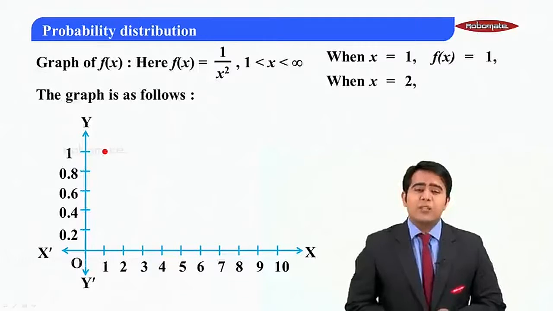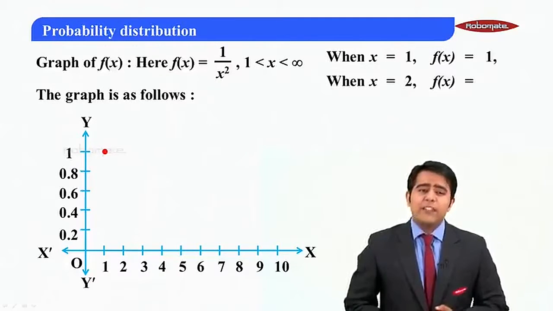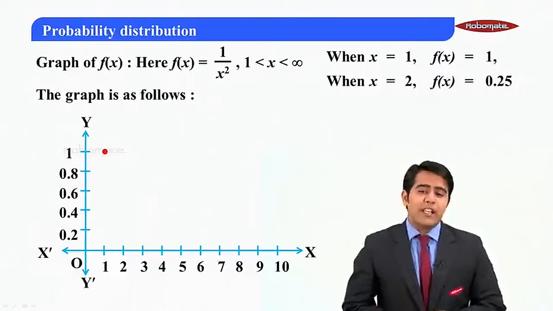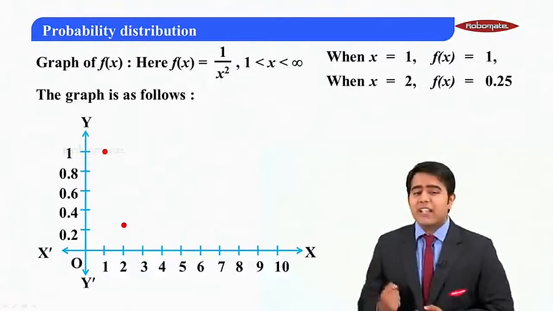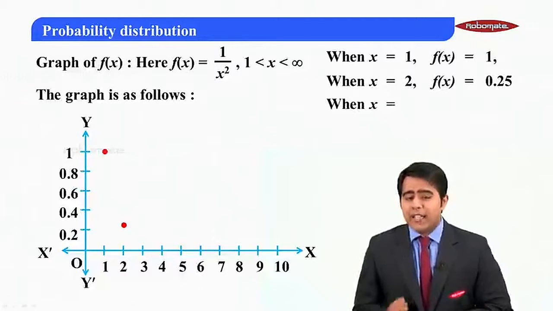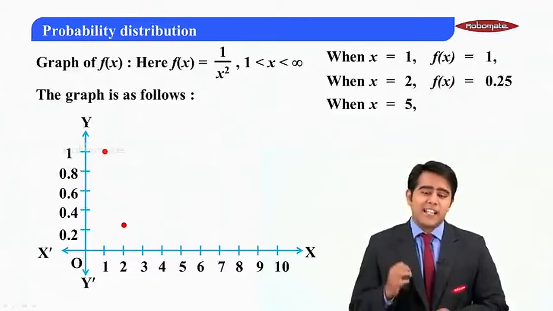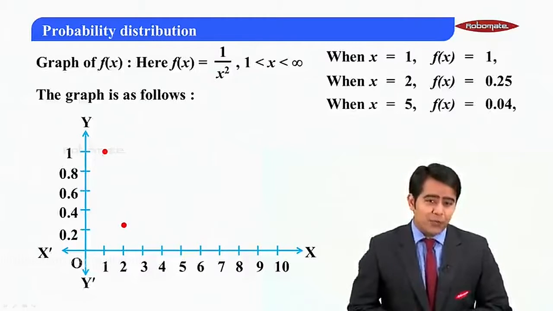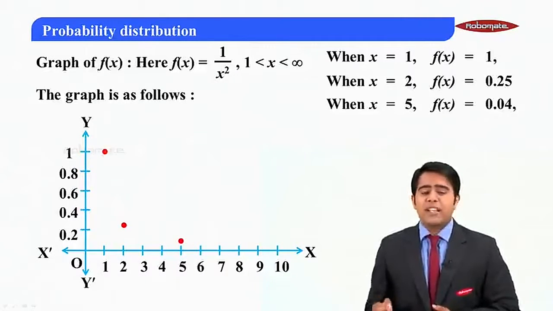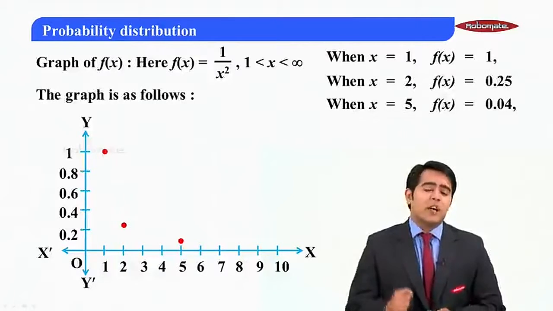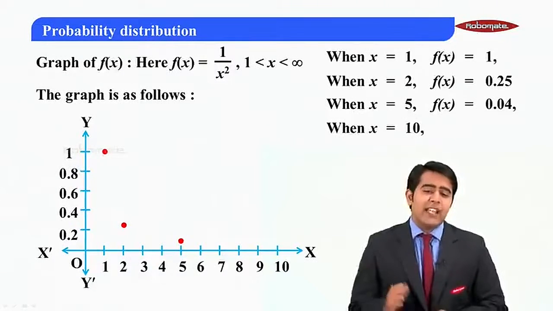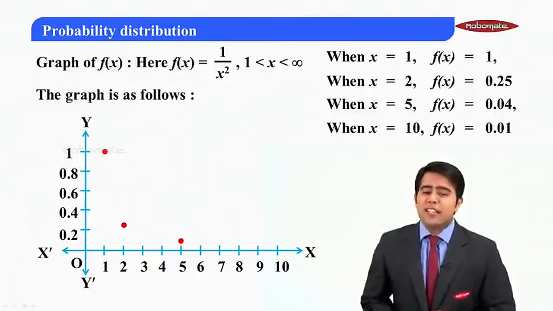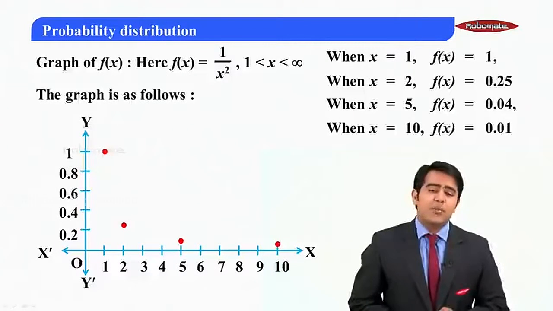Now when x is equal to 2, we have f of x equal to 1 upon 2 square, which is 1 upon 4, which is 0.25. So the second point will be here as shown. For x equal to 5, it is 1 upon 5 square, that is 1 upon 25, which is 0.04. So the point can be plotted here. Now when x is equal to 10, we have f of x equal to 1 upon 10 square, that is 0.01. So this point can be plotted here.